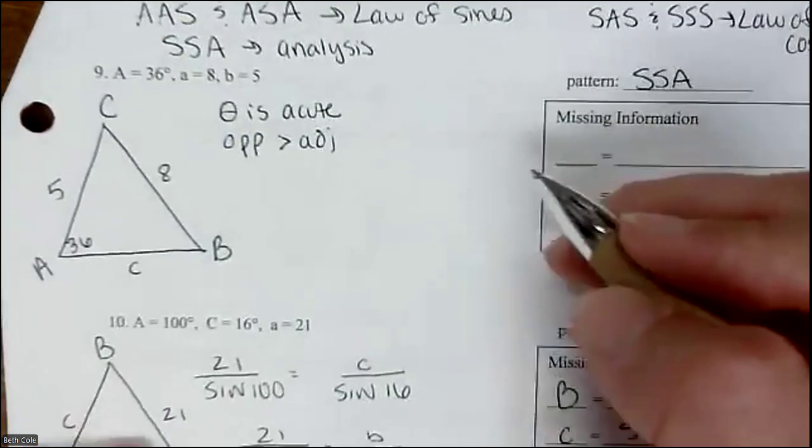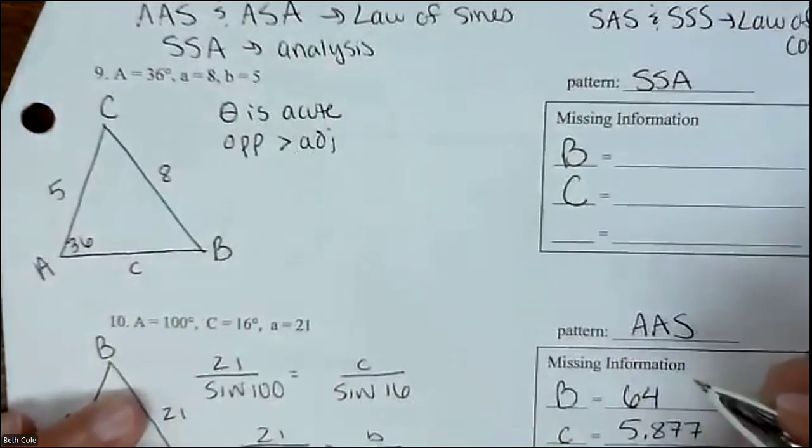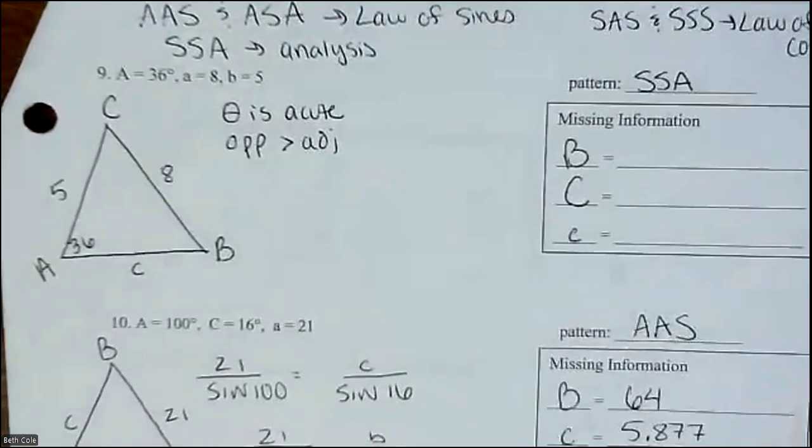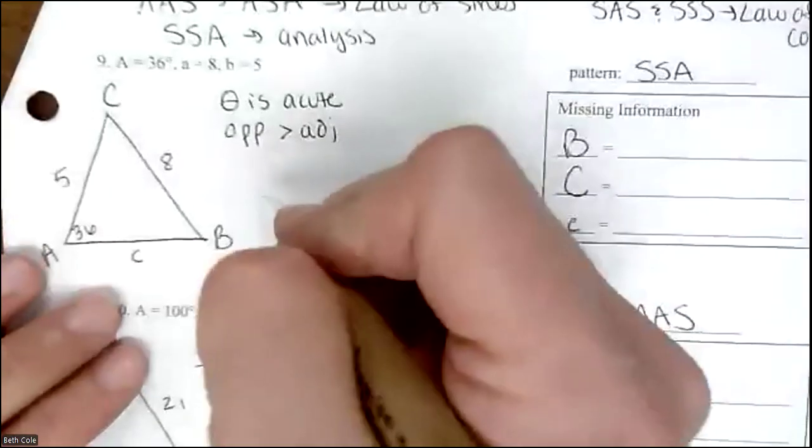Okay, so we're missing angle B, angle C, and side C. How am I going to set it up? What over what?